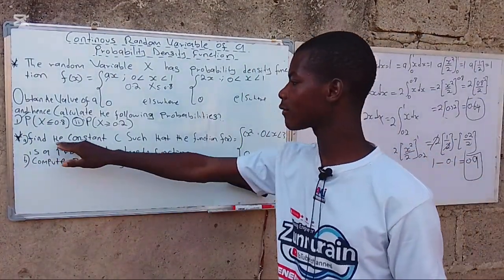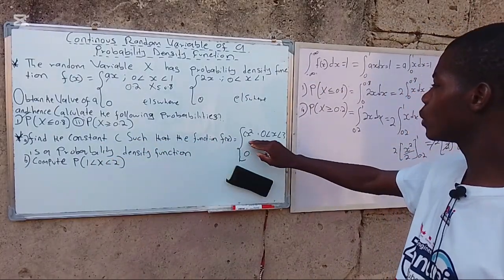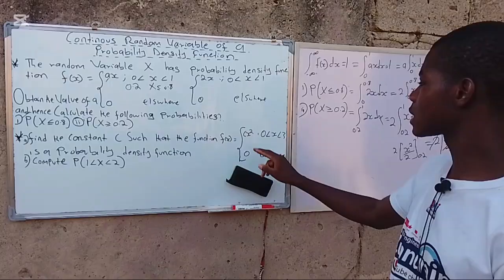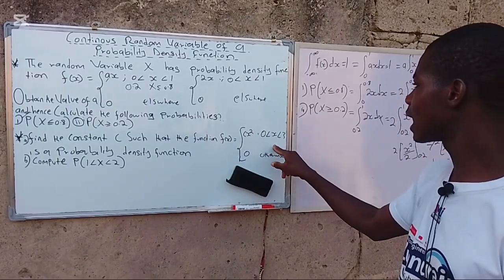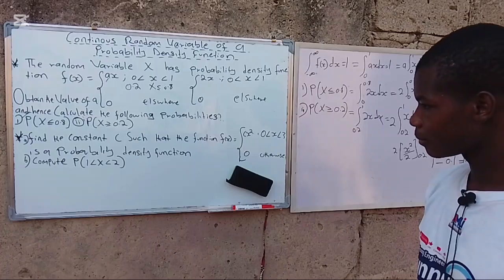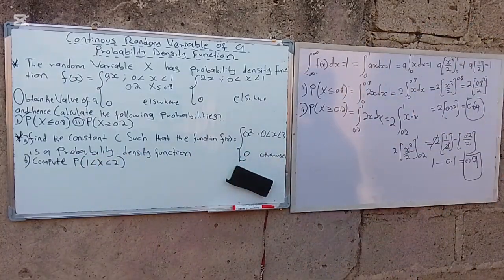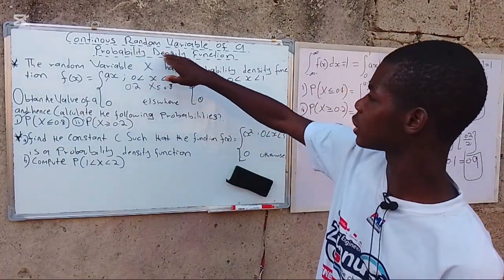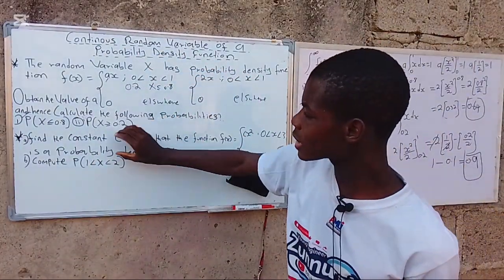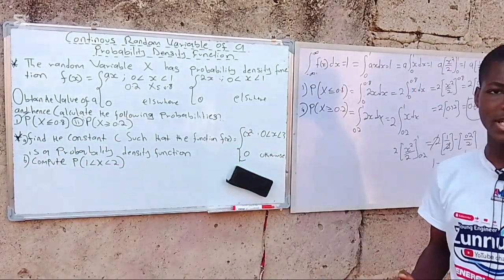So for the second question, find a constant c such that the function f of x, which is cx squared, for 0 less than x less than 3, is a probability density function. So the first thing, we all know that this is a probability density function. But for the first question A, it says that we are to find the value of c, which is the constant.